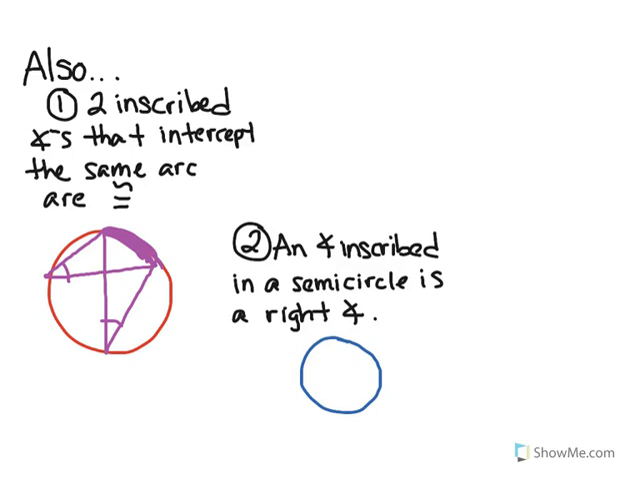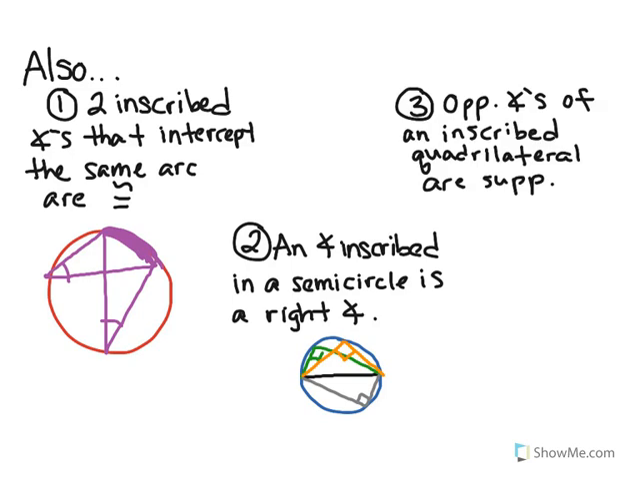Number two, an angle inscribed in a semicircle is a right angle. So in this circle, if I create a diameter, I now have two semicircles. And any inscribed angle I create using that is always going to be a right angle. So for example, I could make this angle, I could go from here to here. So this would be a right angle. I could also go from here to here. That's also a right angle. And I could do the other side as well, from here to here. There you go. They're all right angles. So that's what that one's saying.